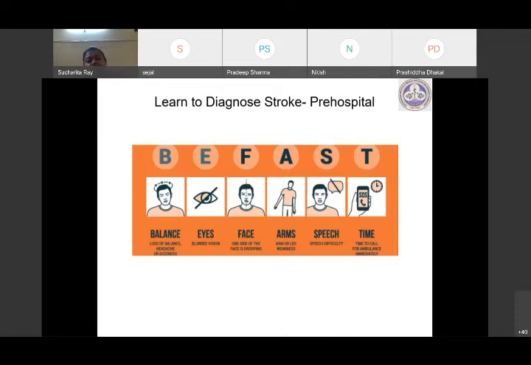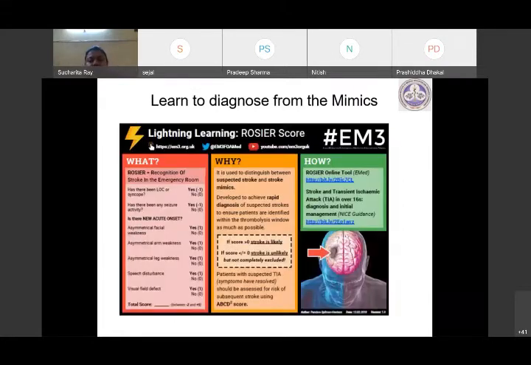Now, when the patient complains of a weakness of one part of the face or arms, or sudden onset slurring of speech, basically the difficulty in speaking, and you have very little time, call for an ambulance immediately. These are the components of BFAST. This is a warning sign of stroke. Be aware yourself and tell your family and attendants and friends to recognize these signs and immediately rush the patient to a good hospital for further evaluation.